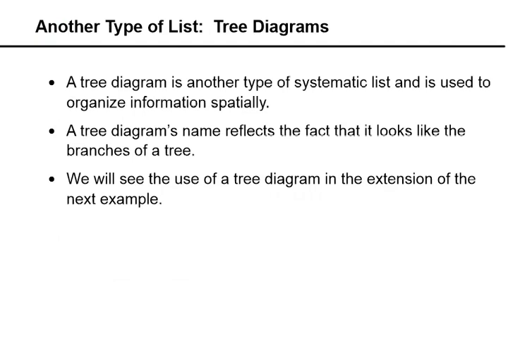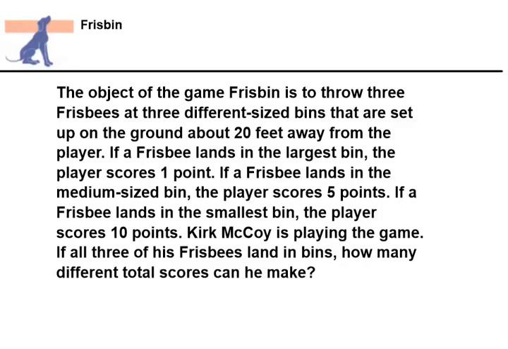Okay, first you can make a list in a table form. Another one is called a tree diagram, and I'll show you one in a little bit. A tree diagram is another type of systematic list and is used to organize information spatially. A tree diagram's name reflects the fact that it looks a lot like a tree. We will see the use of a tree diagram in the extension of the next example. Okay, so let me do an example without a tree diagram first.